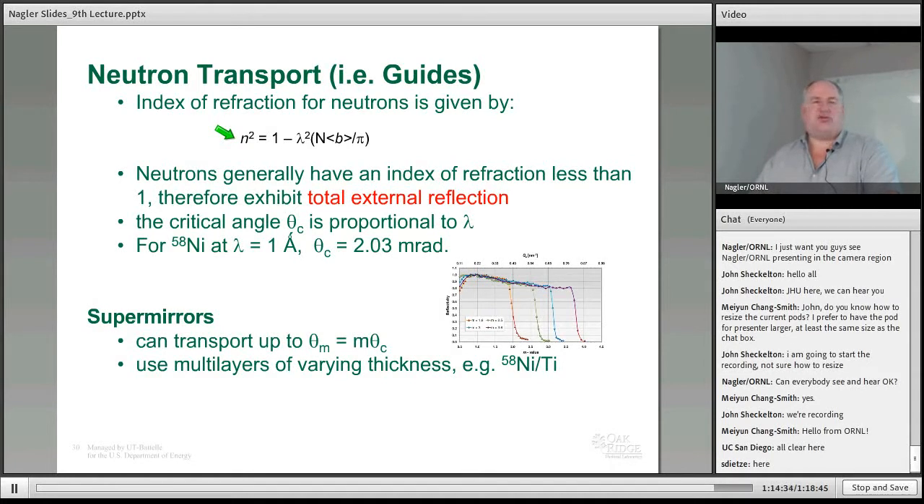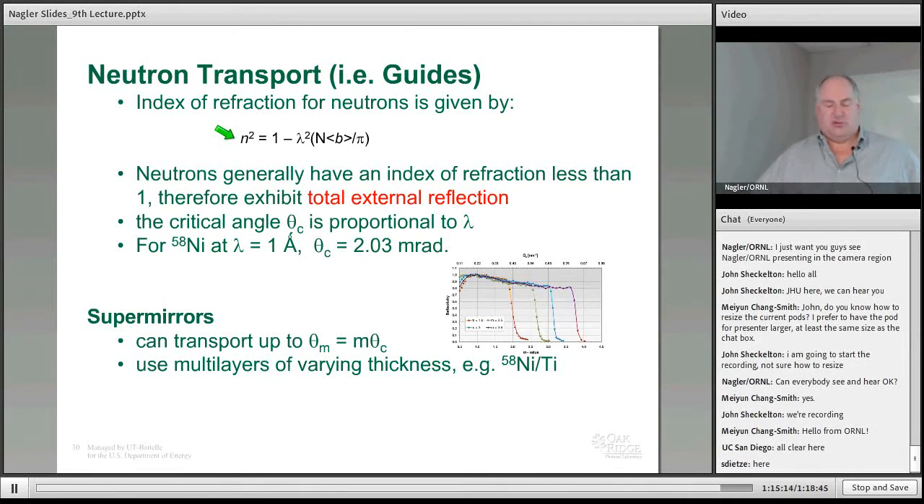The original guides were made using the isotope nickel-58 because it has a strong scattering length for neutrons, number one, and number two, a very low incoherent cross-section, so you don't lose too many neutrons in the process. And it turns out that at 1 angstrom, the critical angle is about 2 milliradians. Okay. Why would I use these guides? Well, at least 2 reasons. One is to get the neutrons far away from the source and reduce background. Another is I can accept a larger angular divergence if I want to get more neutrons out to the sample.